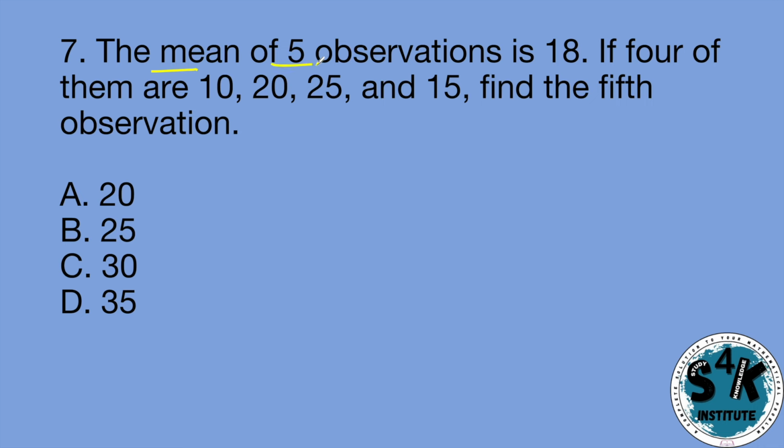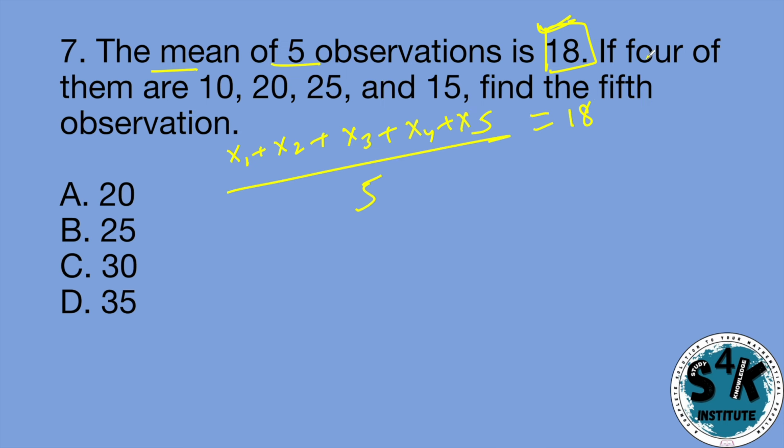The mean of 5 observations is 18. Mean means average. So if you take the average of 5 numbers, it will be 18. So let's take the numbers x1 plus x2 plus x3 plus x4 plus x5, and the mean was 18. If you simplify this, you will get x1 plus x2 plus x3 plus x4 plus x5 equals 90.